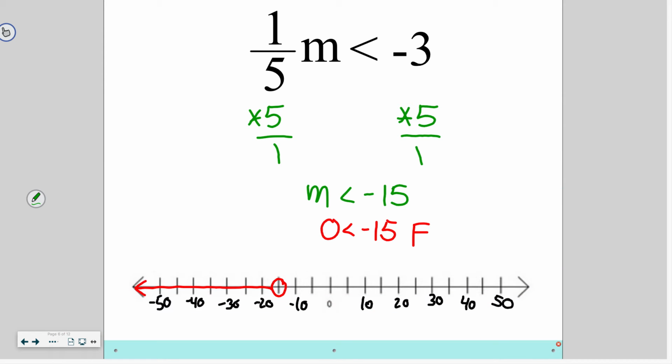Multiplying by the reciprocal here gives me 5/1. Negative 3 times 5 gives me negative 15. I numbered by 5s on the bottom, so I've got that open dot at negative 15. 0 is not less than negative 15, so the arrow is going to the left.